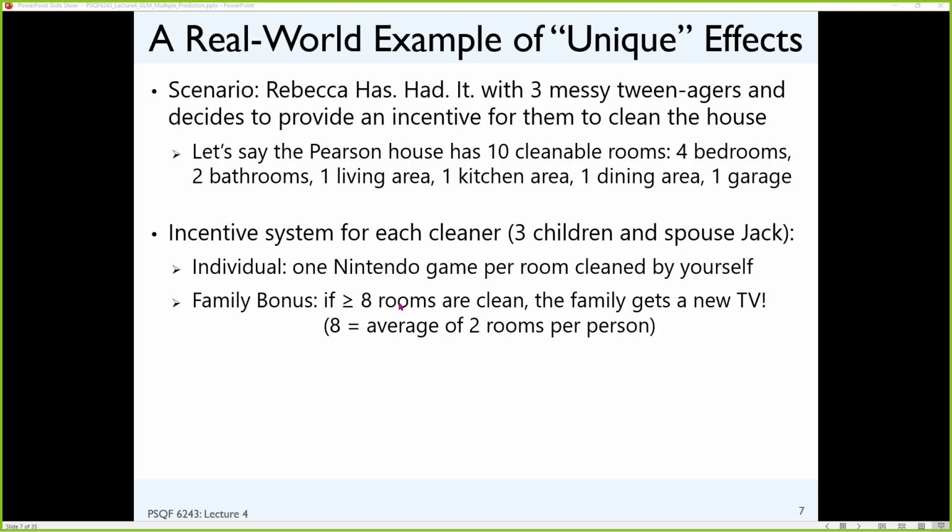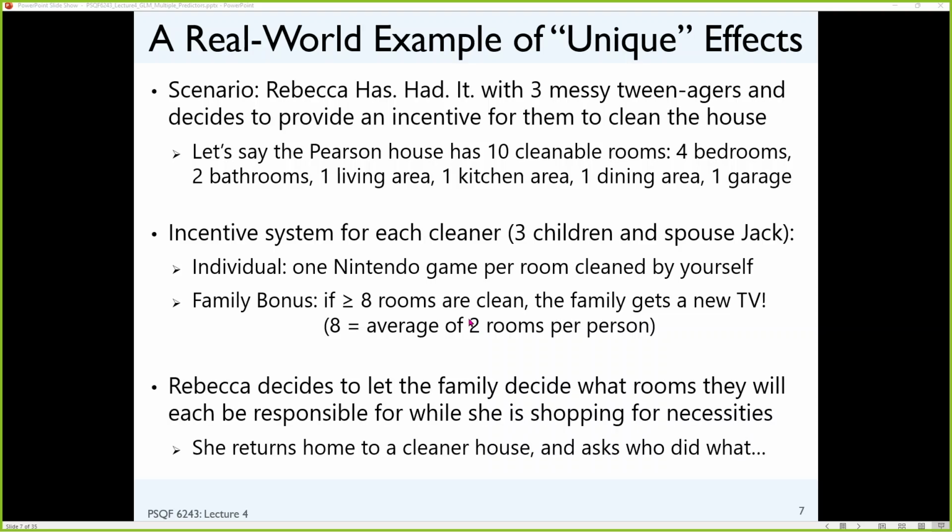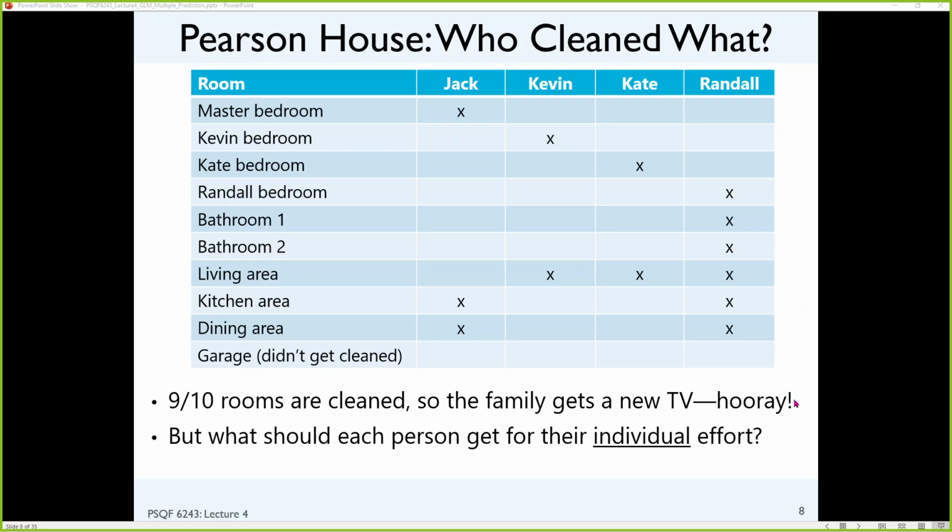If at least 8 rooms are clean, the family gets a new TV to play their Nintendo games on, as 8 would average 2 rooms per person. So this is the deal that she sets up with them. She decides to let them figure out who's going to clean what, and she goes out shopping, and she comes back later. So let's say she comes home, and here are the results of what happened.